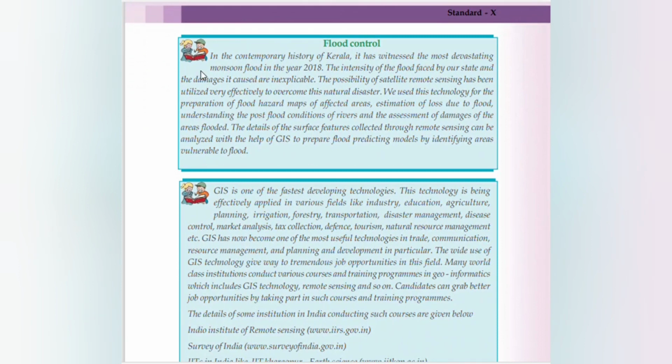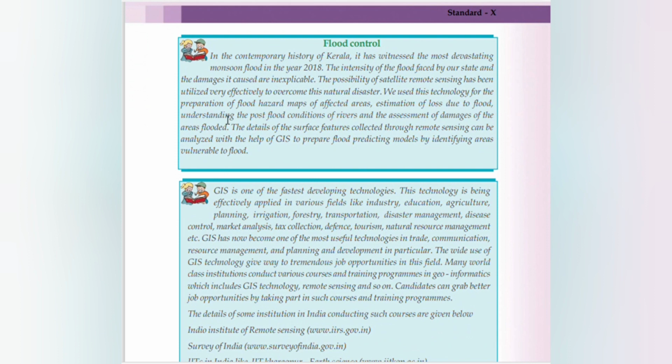Flood control. In the contemporary history of Kerala, it has witnessed the most devastating flood in the year 2018. The intensity of flood faced by our state and the damages it caused are inexplicable. The possibility of satellite remote sensing has been utilized very effectively to overcome this natural disaster.